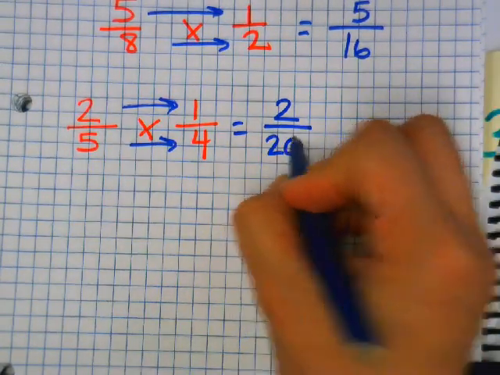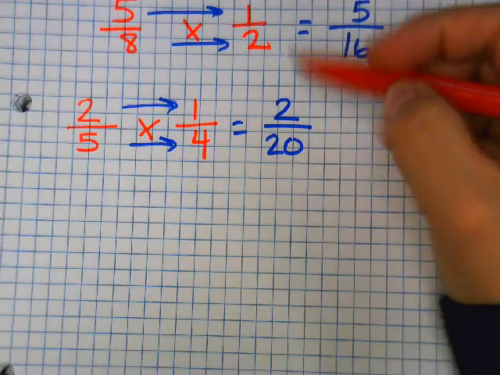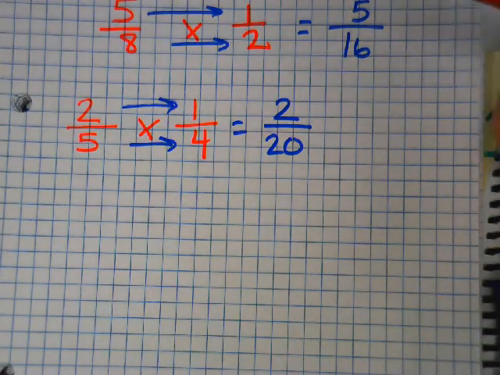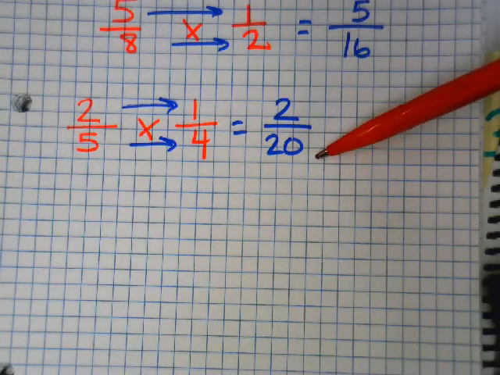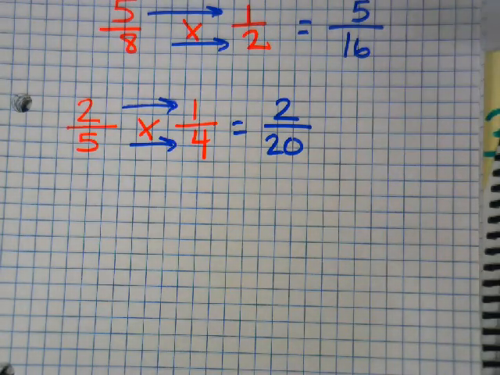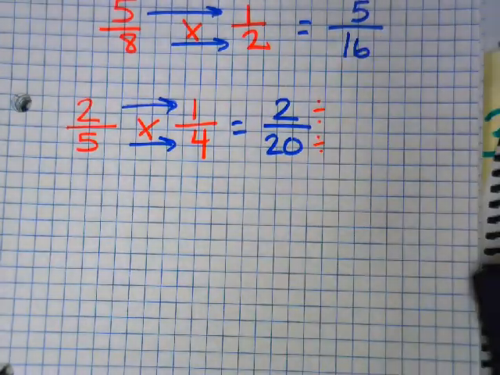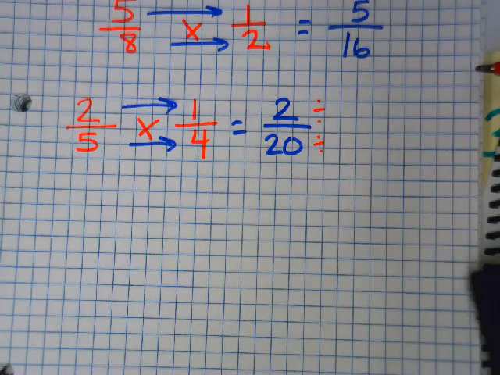Bella, put that away. 2 over 20. Now, I need you to simplify. If you were to type in 2 over 20 into the do now, it would be marked wrong because I need you to simplify. Now, what does simplify mean? What can I divide both numbers by? Put it in lowest terms.